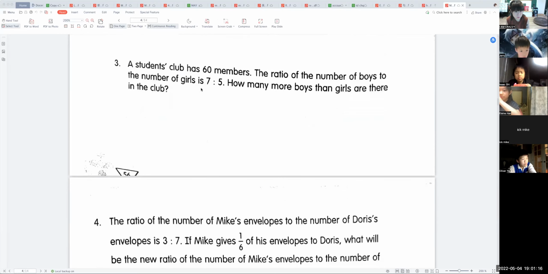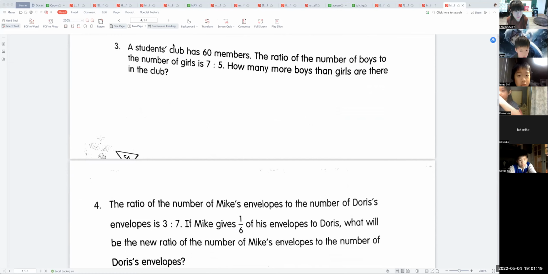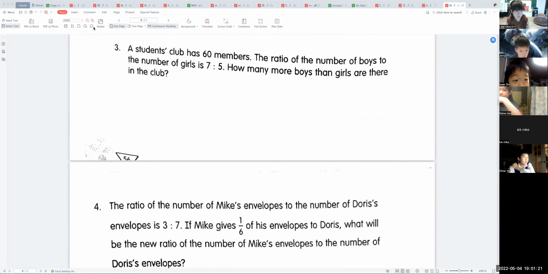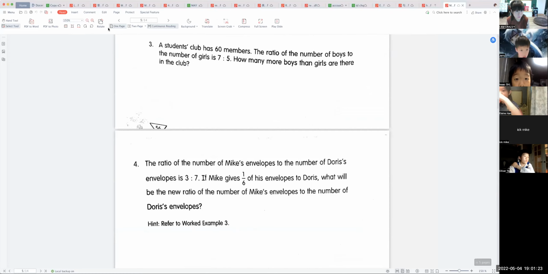So these 2 questions are very easy. Let's take a look at 3 and 4. Number 3 is still very easy. Number 4 is exactly the same as I just explained for that sticker question, where 1/8 of the stickers is given.